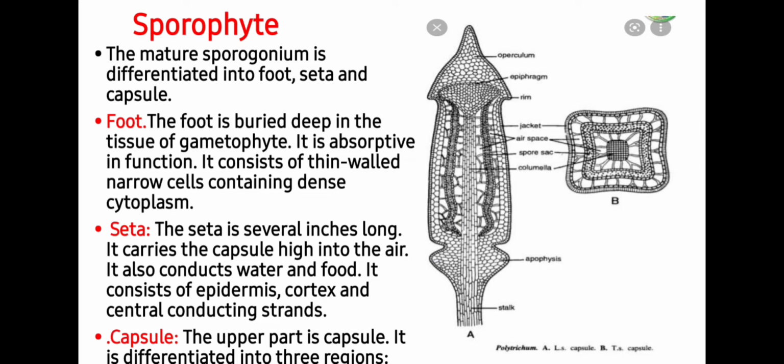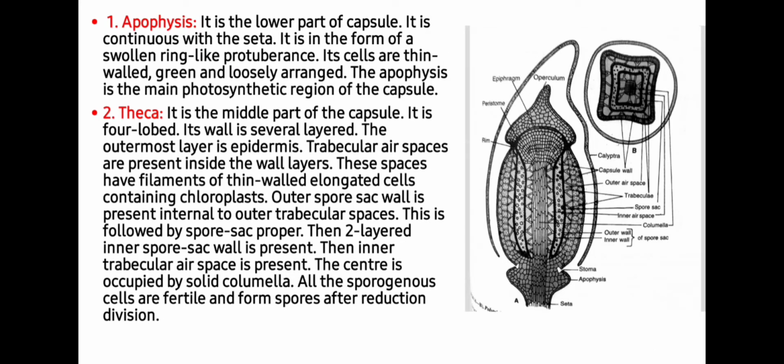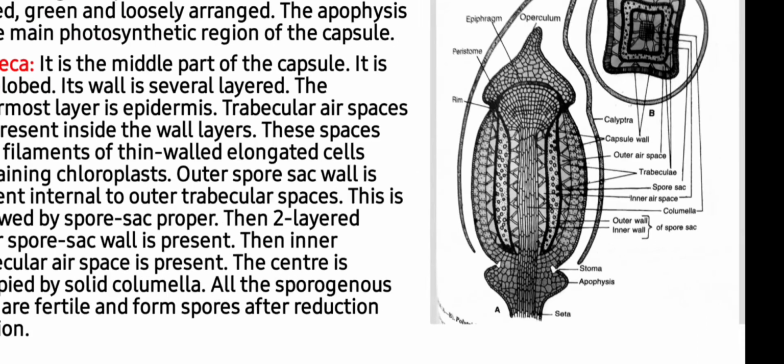Then is the capsule. The upper part is the capsule and it is further differentiated into 3 regions. First is the apophysis. It is the lower part of the capsule and continues with the seta.